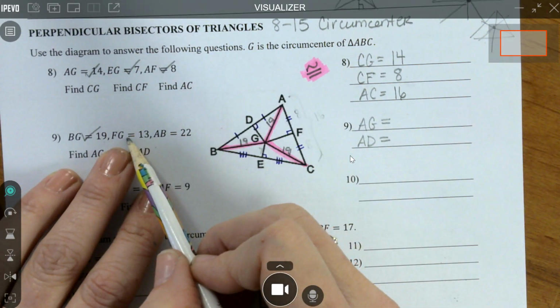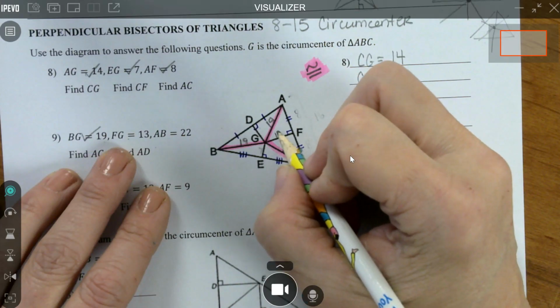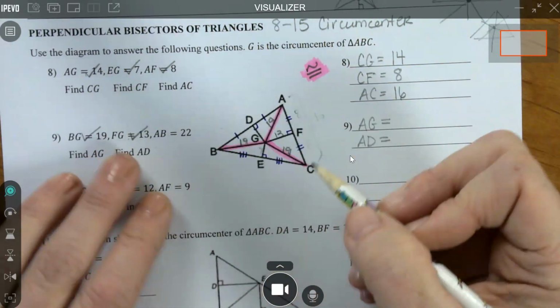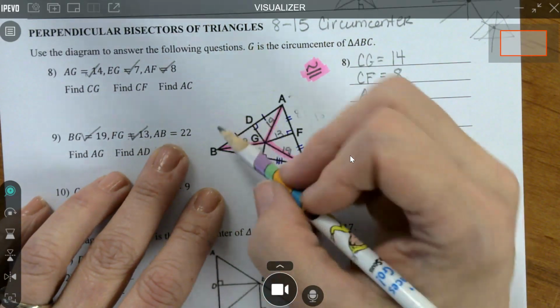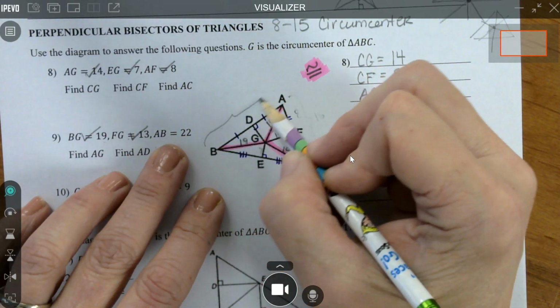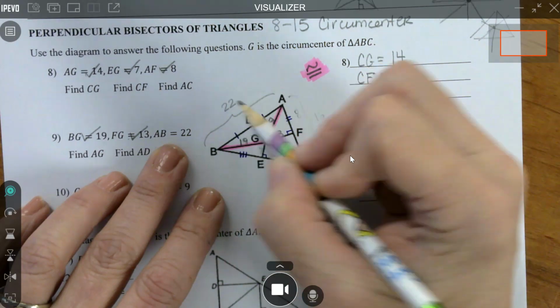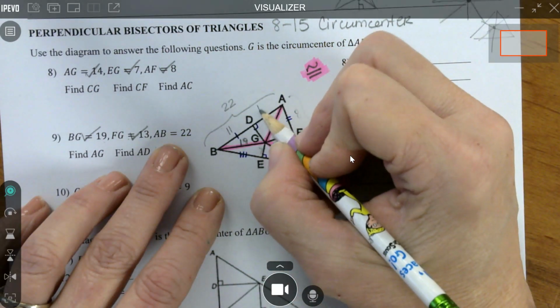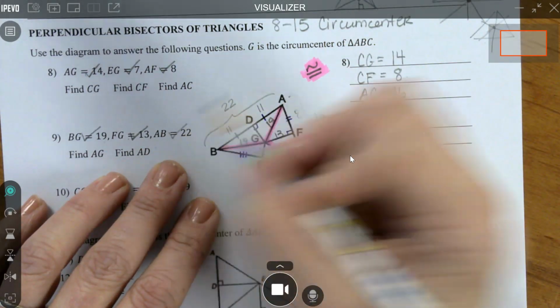It says that FG is 13. So FG is 13, nothing else is 13. And then it says that AB is 22. So all of this is 22. Well, the sides are split in half. So this is 11 and so is that one.